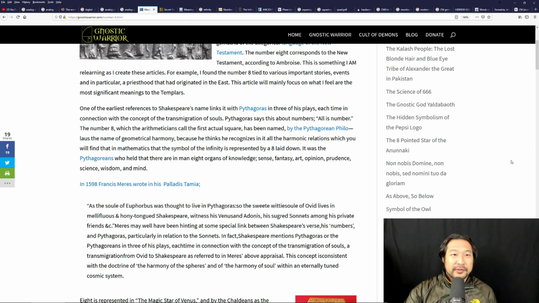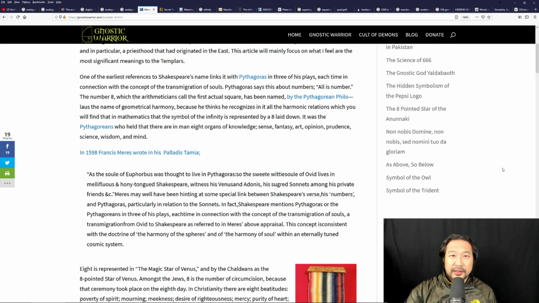One of the earliest references to Shakespeare's name links it with Pythagoras in 3 of his plays, each time in connection with the concept of the transmigration of souls. Pythagoras says this about numbers: all is number. The number 8, which the arithmeticians call the first actual square, has been named by the Pythagorean Philo.